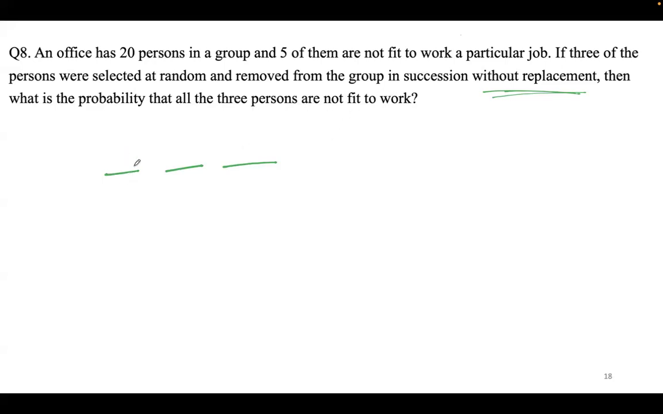So in the first case, there were 5 out of 20 that you could have, that would have fit the description. And when you did this, you removed one of these 5 people, right? Then you're left with 4, and a total of 19 people. Then you're left with 3 people because you removed one of the non-fit people, and 18 people, so 3 out of 18. So this simply is the answer. You can calculate this, but that simply is what the answer is.